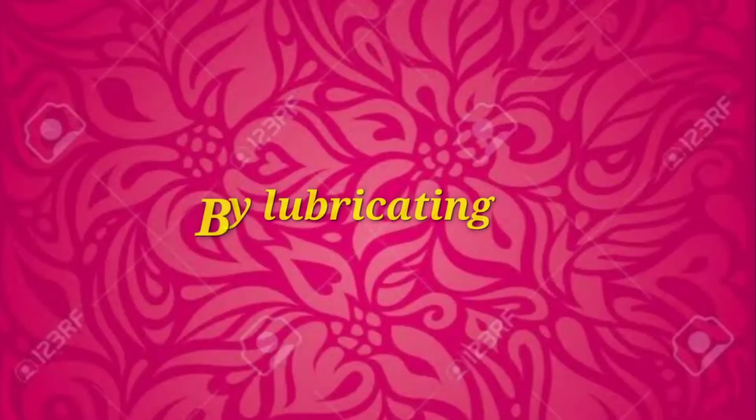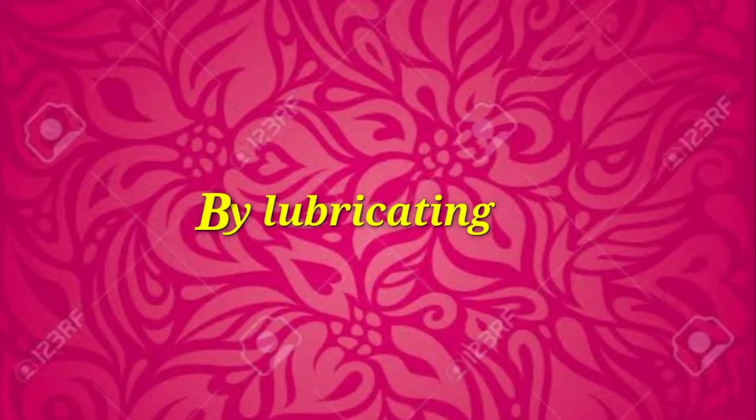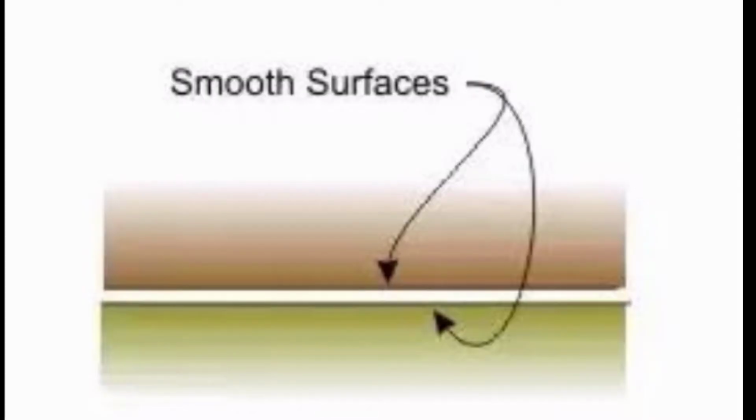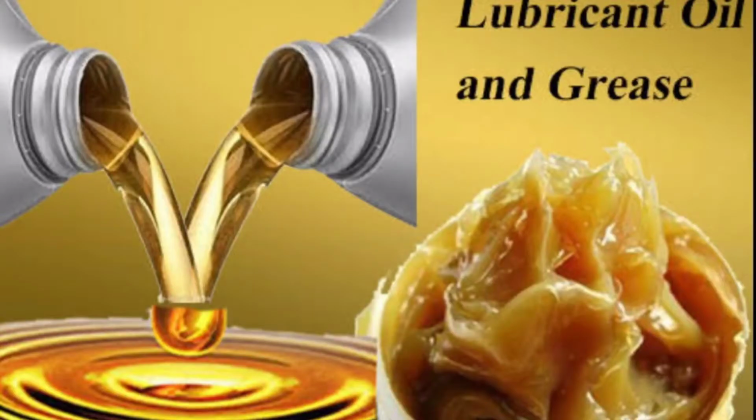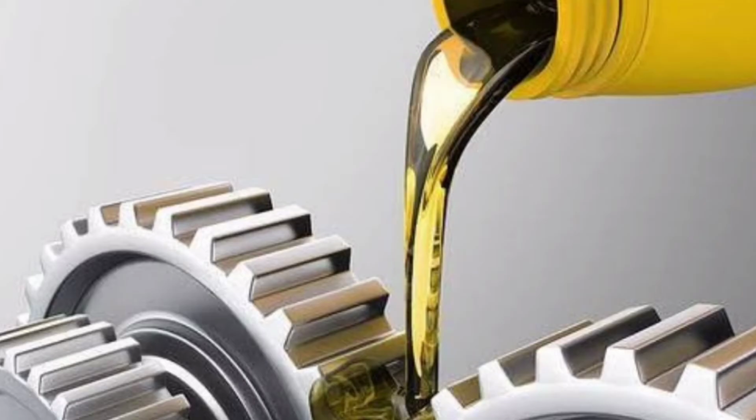First one, by lubricating. We already know that smooth surfaces offer less friction. Moving parts of machines are therefore made very smooth. For this, the moving parts are covered with oil or grease. By the use of a suitable lubricant like oil or grease, friction can be reduced.